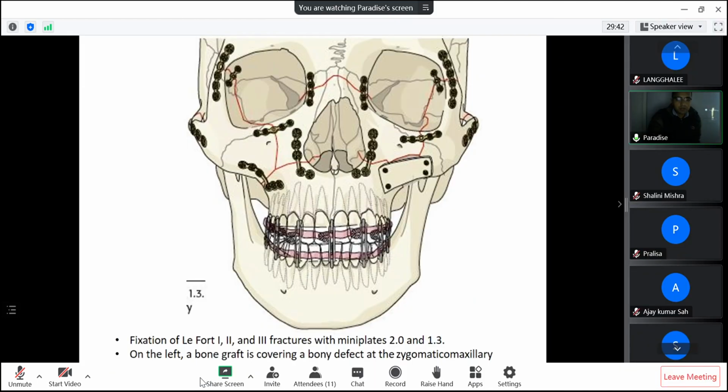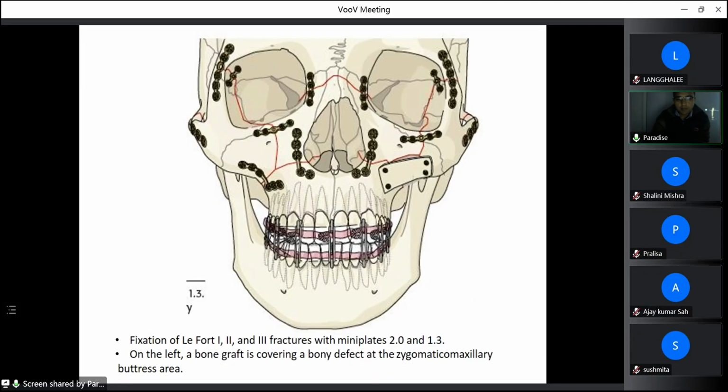Again, fixation of left foot 1, 2, and 3 fractures with mini plate 2 and 1.3 on the left. A bone graft is covering a bony defect at the zygomatic-maxillary buttress area. So it is a case of panfacial fracture. Multiple bone is fractured here. Clinically, in case of high energy trauma, you will find sorts of panfacial fracture.